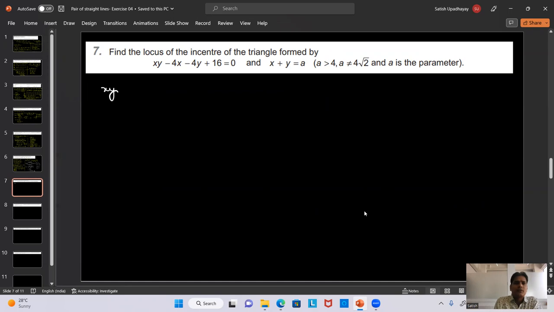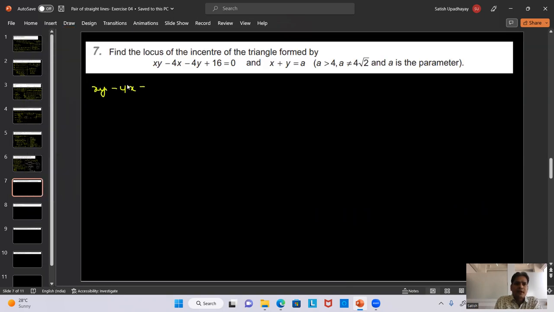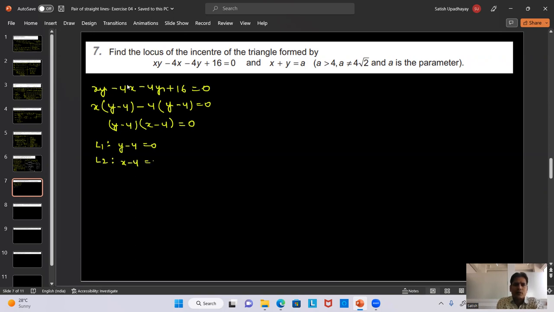Okay, so let me first write the equation. It is xy minus 4x minus 4y plus 16 equal to 0. Okay, so if we take x common from the first two terms, we will have y minus 4, and if we take 4 common, we will have y minus 4 equal to 0. So y minus 4 into x minus 4 equal to 0. So the first equation is giving these two lines. Our first line is y minus 4 equal to 0, and our second line is x minus 4 equal to 0. Y minus 4 equal to 0 means what? Y equal to 4. So this is our first line, and x equal to 4 is our second line.